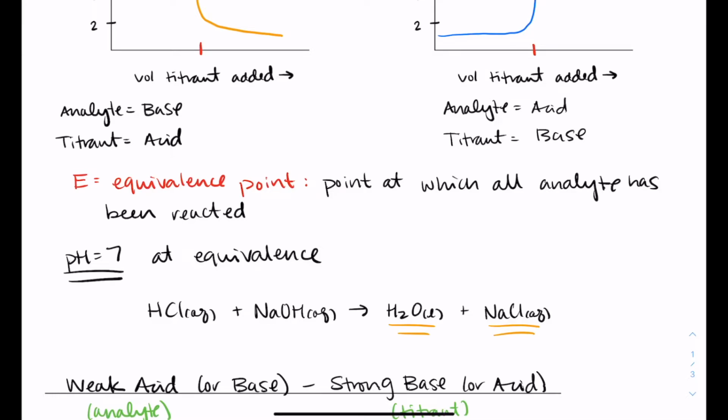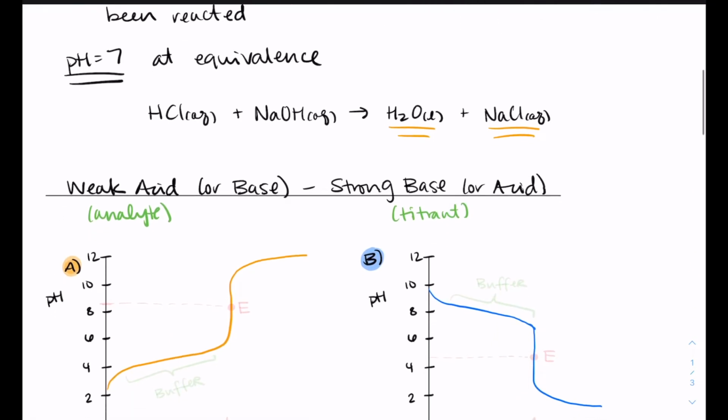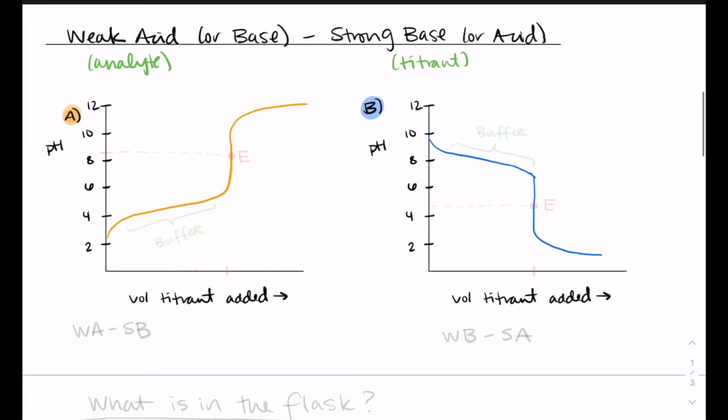For a weak acid and a strong base, or a weak base and a strong acid, the titration curves look similar, but they're not quite the same. So on the left, in orange, I'm starting at a pH around 2 and ending at a pH around 12. So this is starting with an acidic pH. So my analyte is an acid in the curve on the left. I'm adding base, so my pH is going up. And then on the right, I am starting with base. So my pH is around 10. So this is my weak base titrated with a strong acid.